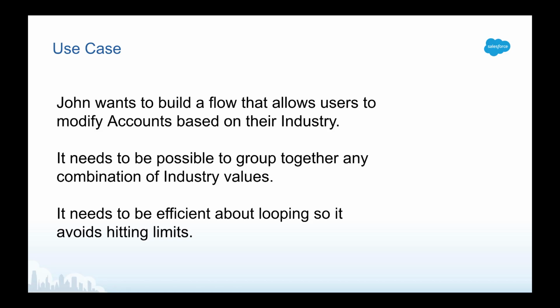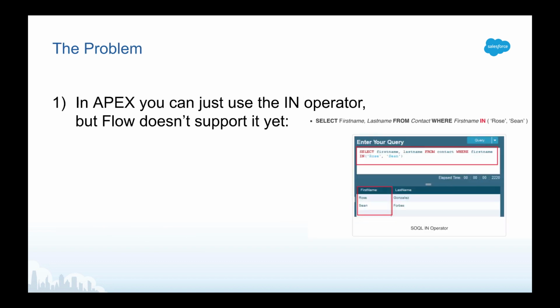The filter collections flow action addresses this use case. Suppose you want a flow that modifies accounts, and you want to do that based on industry, but it needs to be possible to group together combinations of different industry values, and it's got to be efficient about this so that you don't hit flow limits.